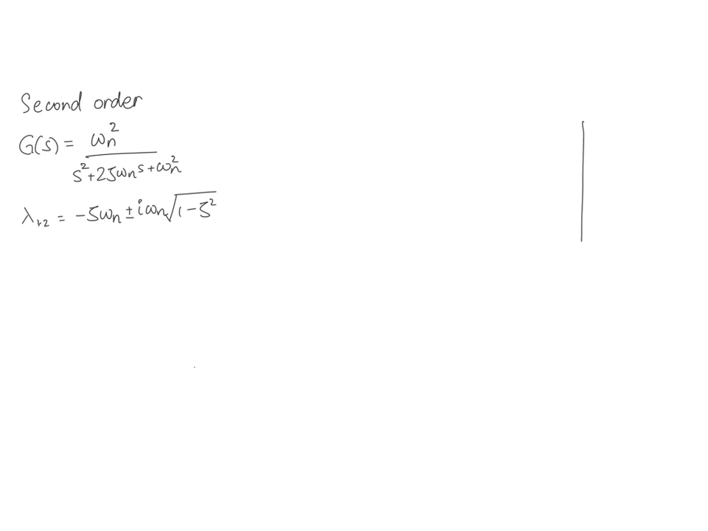Now let us try and draw these eigenvalues over here on the same type of plot, real versus imaginary. And let me try and draw this without using numbers. So what I'm trying to draw here is something that looks like this. The eigenvalues will be somewhere over here, and I'm assuming omega n squared is positive, of course.